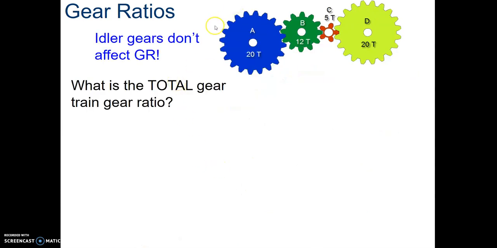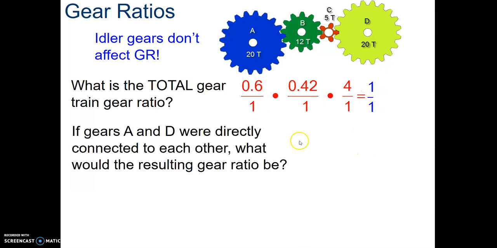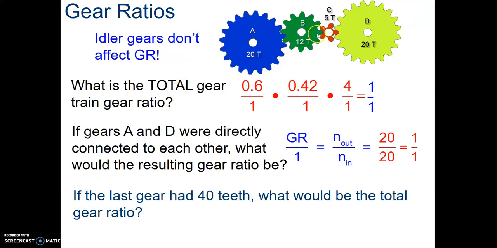So what do we want to do? If we want to figure out the total gear ratio, the idler gears really don't matter. Let's prove that. We got the gear ratios A to B, B to C, C to D. If we multiply all of those out, that gear ratio is 1 to 1. What's the gear ratio of output over input? 20 over 20 gives us just that 1. So those idler gears, all they did is change direction: clockwise, counterclockwise, clockwise, counterclockwise.